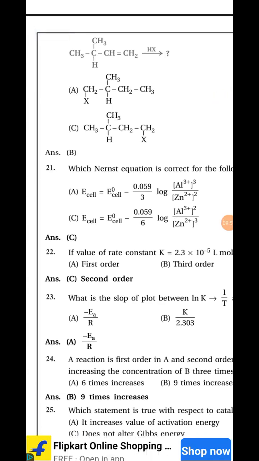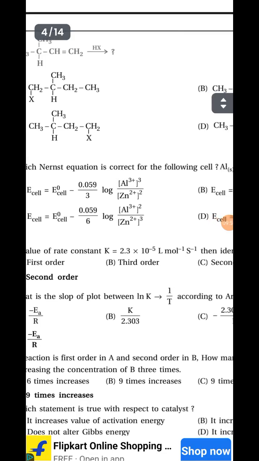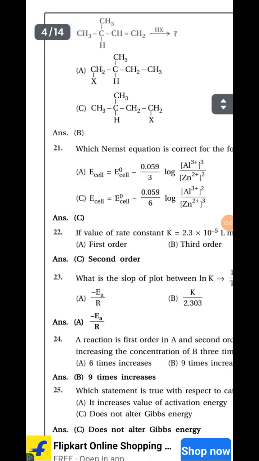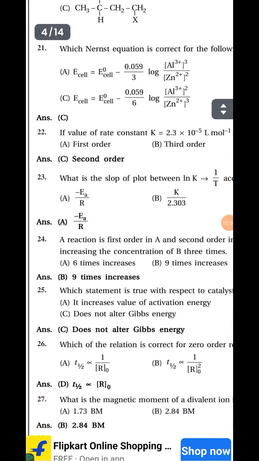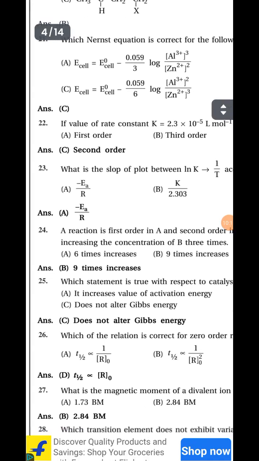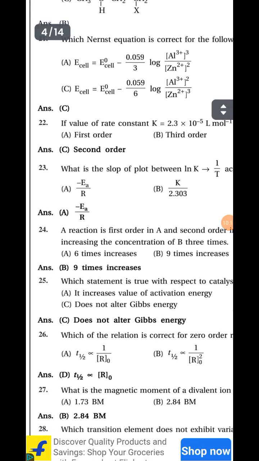What is the slope of the plot between natural log K versus 1 upon T according to the Arrhenius equation? This is minus Ea upon R. Next one, this is again from chemical kinetics, you can check it out. Next question, which statement is true with respect to catalyst? They do not alter the Gibbs energy.